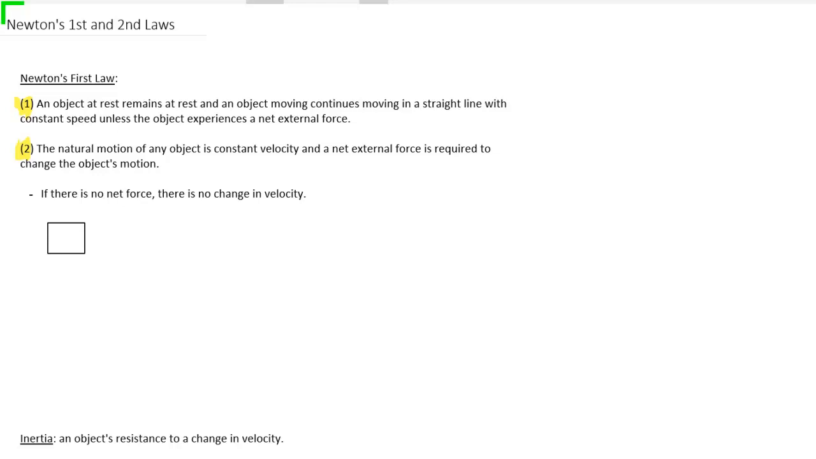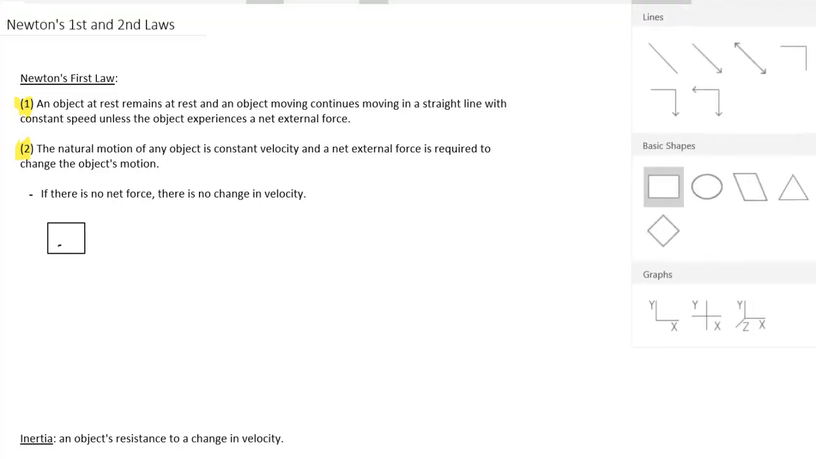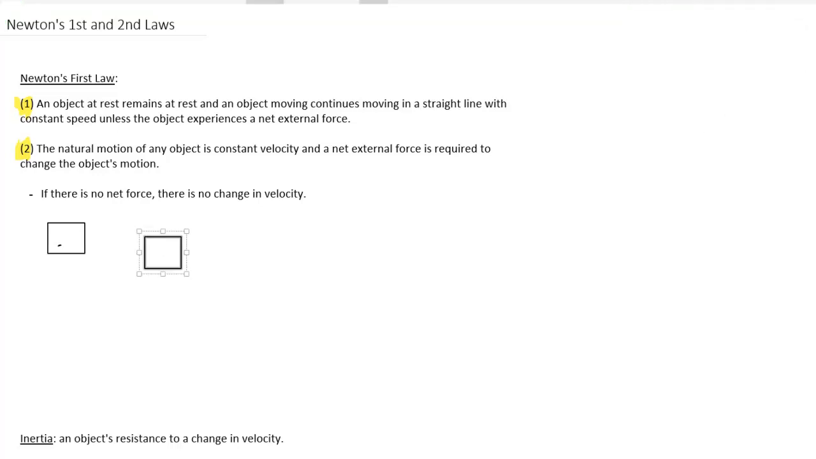So we have here this box. This box is just sitting here, and if there are no forces which act on it, then it would stay stationary. However, if we apply a force to it, then it would. Let's put another box here. If we apply a force to it, then it moves off, and it moves off at a constant velocity.